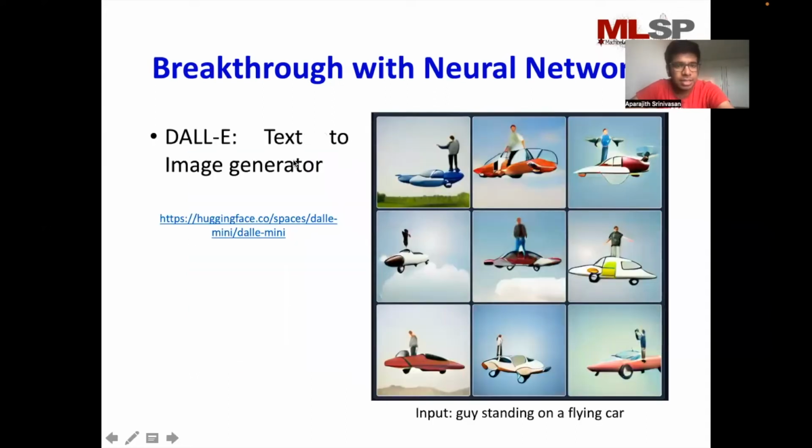Another application is text to image generation. DALL-E is the model which is used for it. I used this link to generate these images. The input I gave this model was "guy standing on a flying car", which is an absurd thing to say because I don't think anyone has ever seen a real image of a guy standing on a flying car, because flying cars are non-existent now. I just wanted to make it hard for the neural network, and it was able to do a pretty good job generating the image.